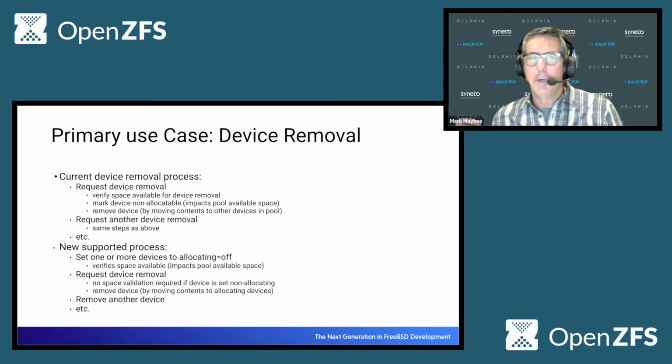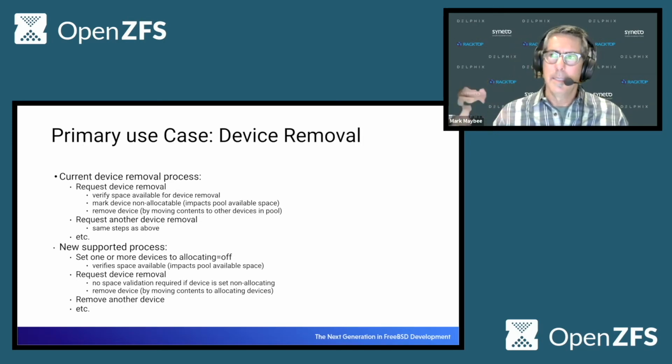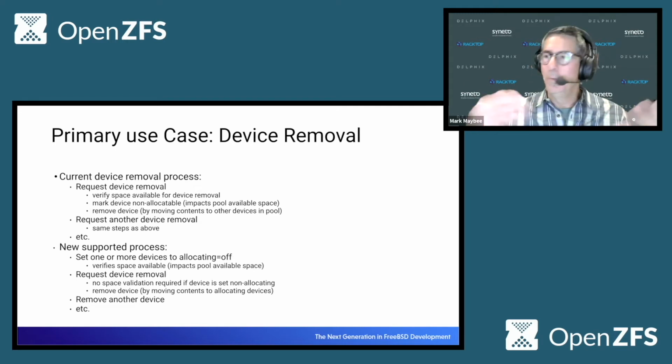All right. So the current device removal process doesn't expose any notion of allocating or non-allocating directly, but it does it implicitly. So when you request device removal right now, before this property, the device removal code verifies that there's space available for device removal, and then it marks devices non-allocating internally. So it's an internal trigger that allows it to set a device non-allocating on a per device level, and then it removes the device by moving the contents of that device to the other devices in the pool. Then you could remove another device, etc., in a one device at a time sequence.